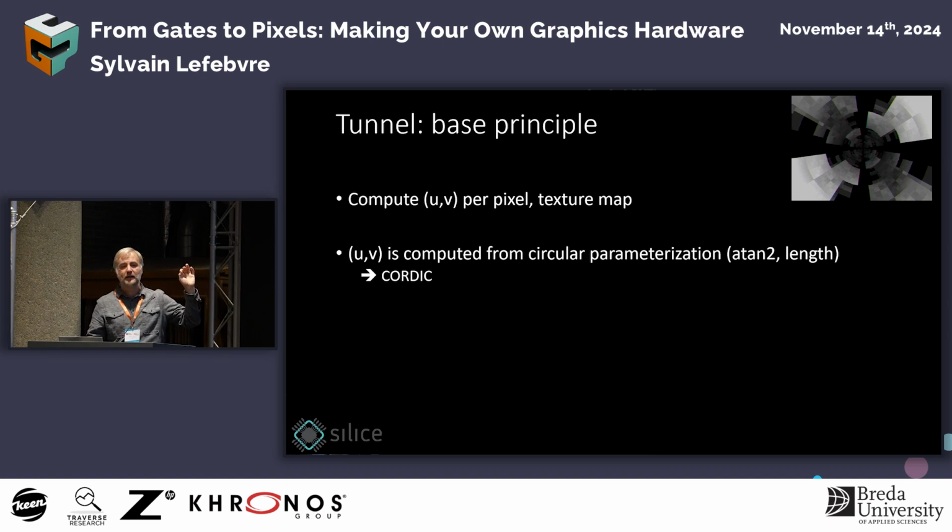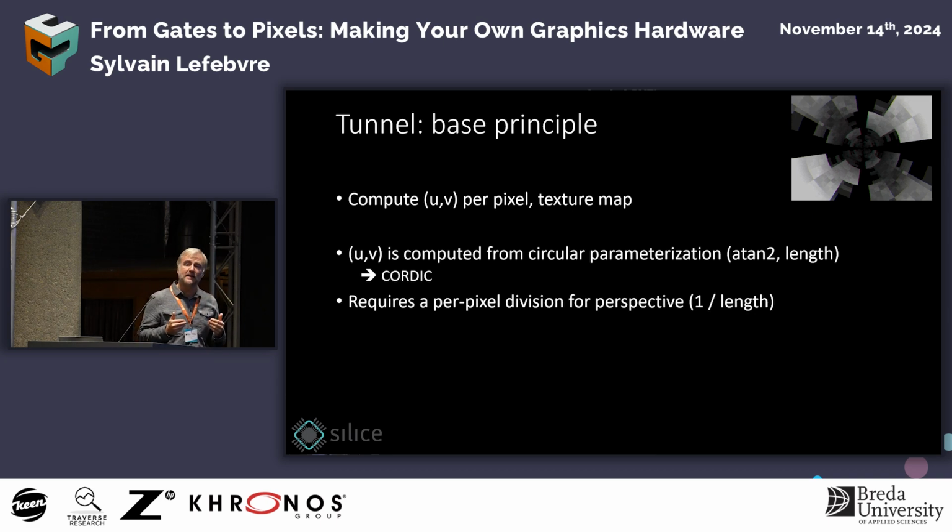For that, you can use the CORDIC algorithm. It's a super nice algorithm to do trigonometry in hardware using fixed point integers. There's a very nice Wikipedia page about it, and you can compute both the arctangent and the length at the same time using it. So that's fine. And the other thing is that we have to do a per pixel division by the length to create the perspective effect. Right?